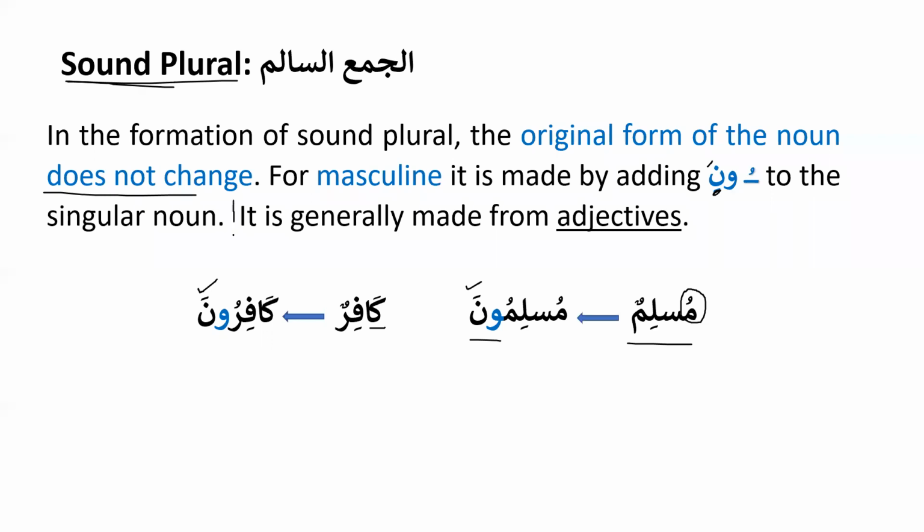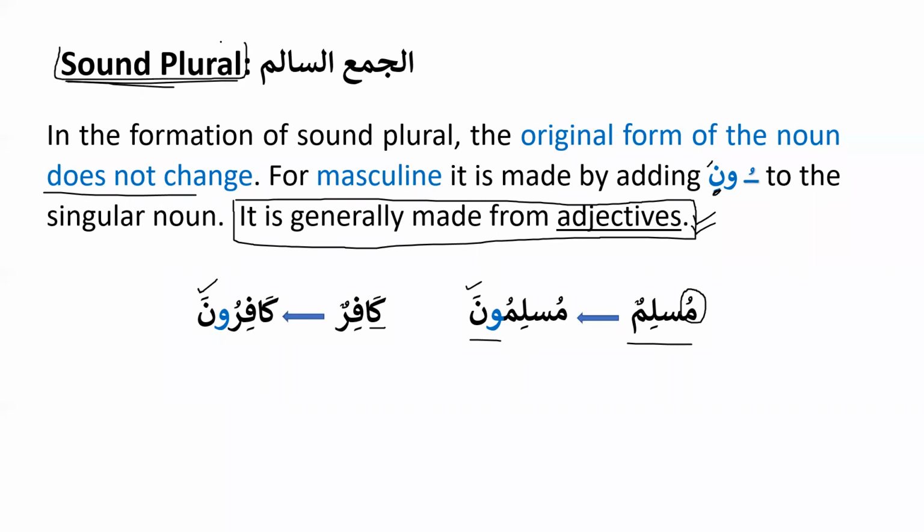The most important thing that we need to notice over here is that it is generally formed from adjectives. So the sound plural, the formula is we add una, that's number one, to the basic form. So muslimun, muslimuna, kafirun, kafiruna, mu'minun, mu'minuna, salihun, salihuna. We can see that most of the times it is made from adjectives. Please note it down. It's a very important piece of information. It is made from the adjectives. Which form is made from the adjective? The sound plural, or al-jam'u as-salimu.